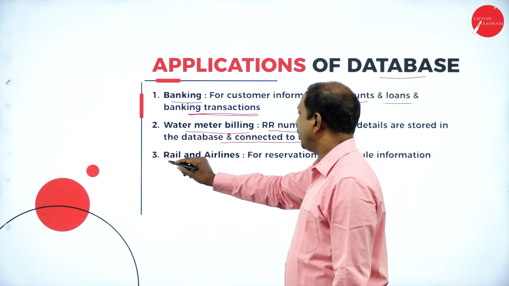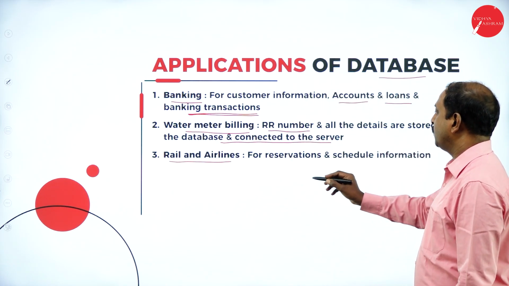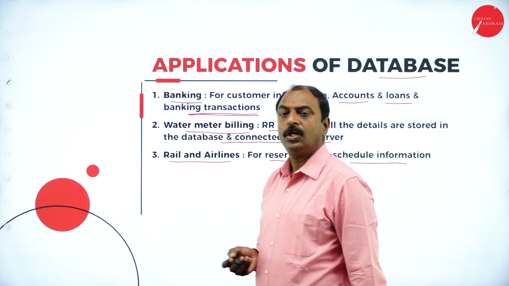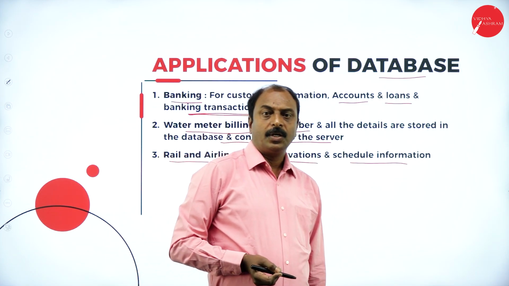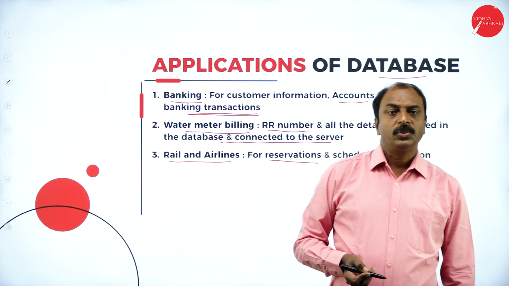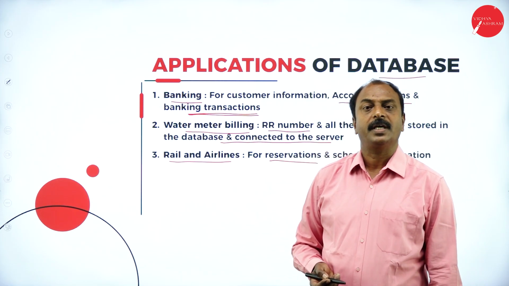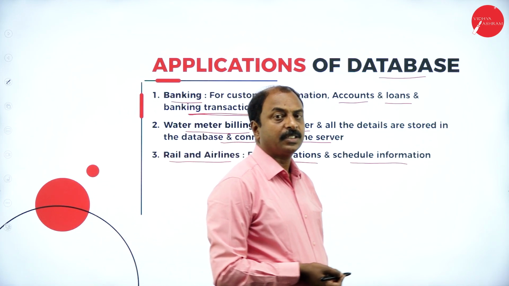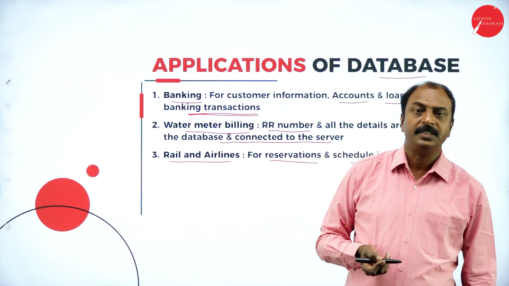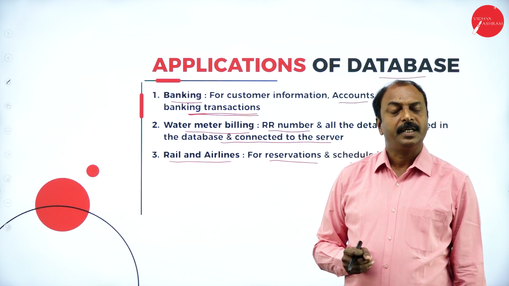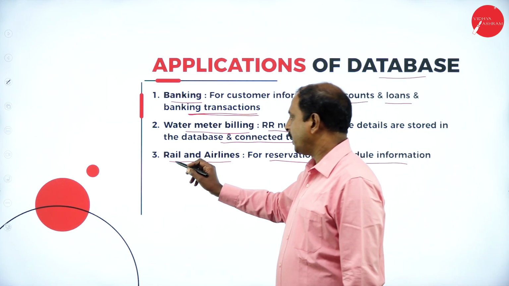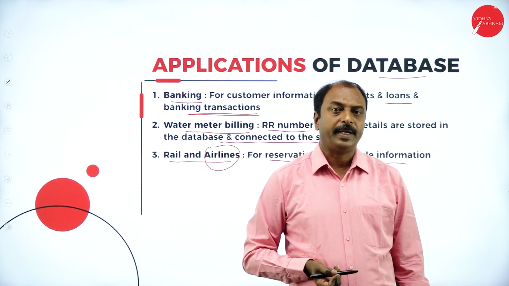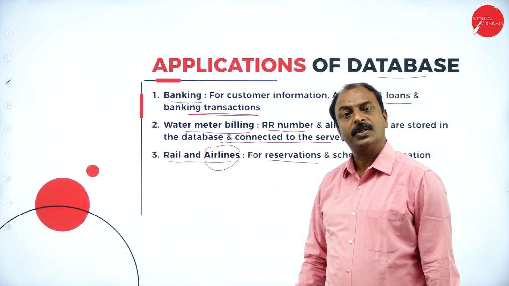Next one is rail and airlines, and here we are using the database for reservation systems and schedule information. If we talk about train reservation, it is one centralized database. So from different locations, we can reserve a train ticket, or we can search for different trains, all the details of a train and their schedule or departure details, everything with the help of that centralized database system. And not only for trains, even air tickets and bus tickets can be reserved and data is maintained through a database. This is another application of database.